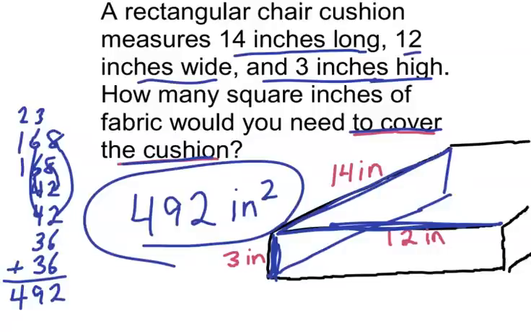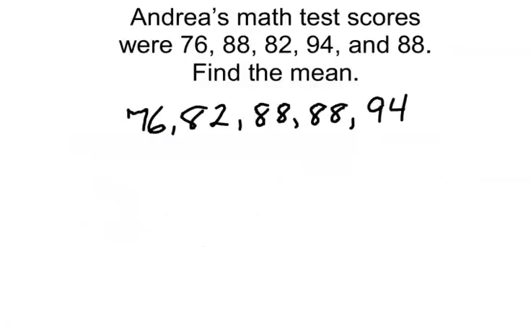492 inches squared. Andrea's math test scores were 76, 88, 82, 94, and 88. Find the mean. Okay, that means we're going to add them up. We're going to add all of them up and divide by however many numbers are in the data set. There's 1, 2, 3, 4, 5 numbers in the data set.